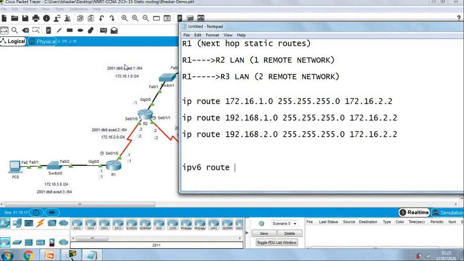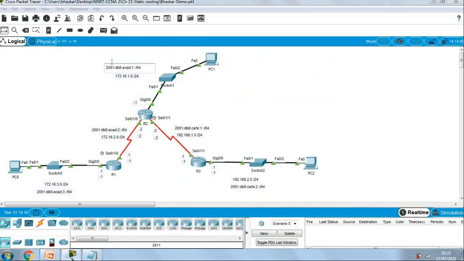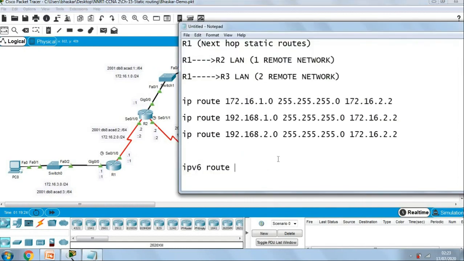Okay. I'm going to just copy this one. This is the remote network. Okay. So I'm going to copy this one. This is the network. So 2001 DB8 AC81::/64 network, followed by, that is the IPv6 prefix with prefix length, right? That is the syntax. Followed by the gateway.